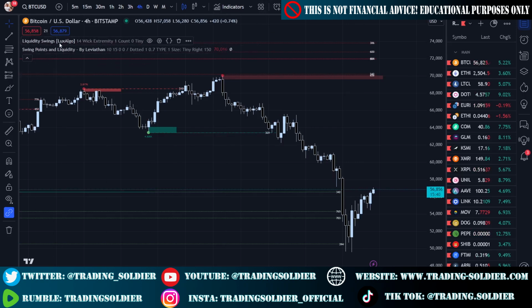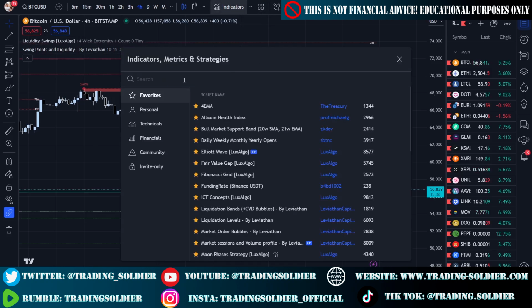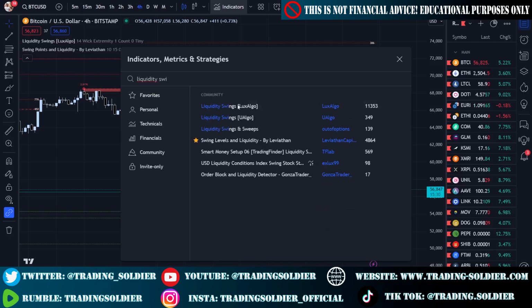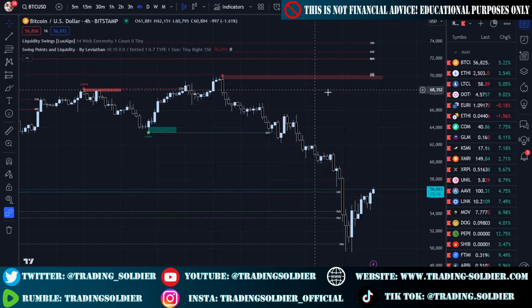If you want to add these indicators into your TradingView chart, you just need to type "liquidity swings" into the indicators tab, and you can see here the Liquidity Swings by Lux Algo, with almost 12,000 people using it, and also the Swing Levels and Liquidity by Leviathan, which has 4,000 people using it.